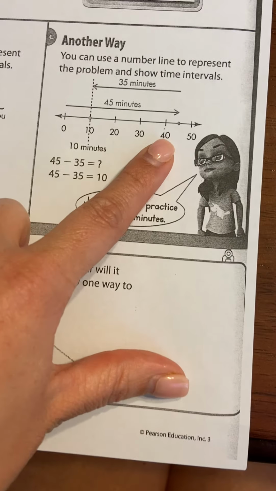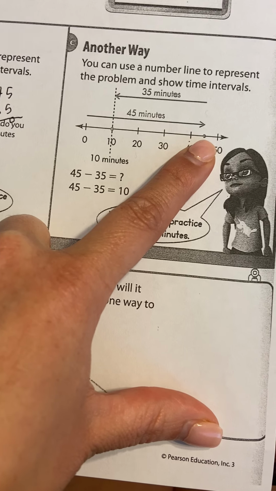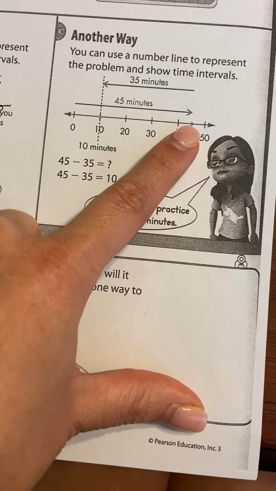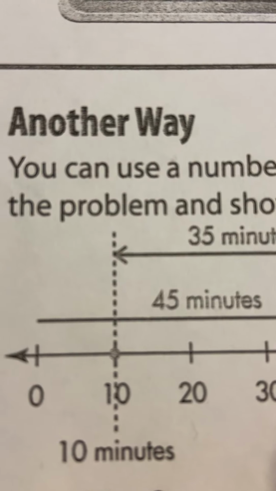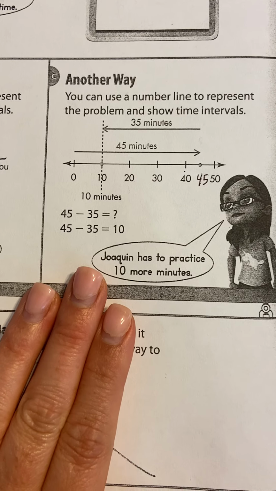We know that 45 is in between 40 and 50. So our little dot for how much time he needs to practice is right there in between 40 and 50 to represent 45 minutes. And I'll write that in for you guys to help you. Okay, 45 minutes is how much time he needs to practice.